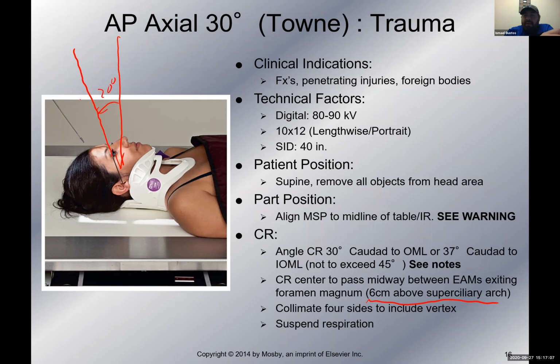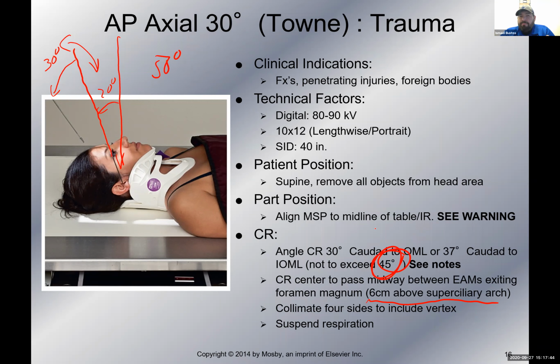Well, we know when we do the trauma projection of the Towne, we want it to be 30 degrees from the OML. So our CR is already 20 degrees from perpendicular, and then we need to angle another 30 degrees. If you add those two angles up, 30 plus 20, what do you get? You get 50 degrees. You don't want it to exceed 45 degrees because then you get really bad distortion and the image is not any good. So what you would do is go to a maximum of 45. Instead of going to 30, you would just go to 25.